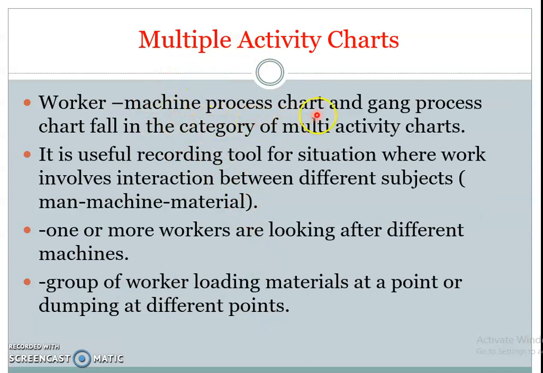Worker machine process chart and gang process chart fall in the category of multi-activity charts. It is a useful recording tool for situations where the work involves interaction between different subjects, that is man-machine, man-material or machine-material. One or more workers are looking after different machines. You can determine how many machines are to be handled by a single or multiple workers, or vice versa, with the help of these charts.